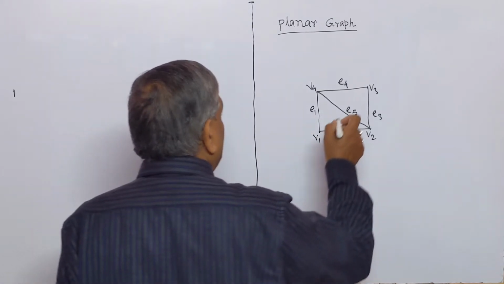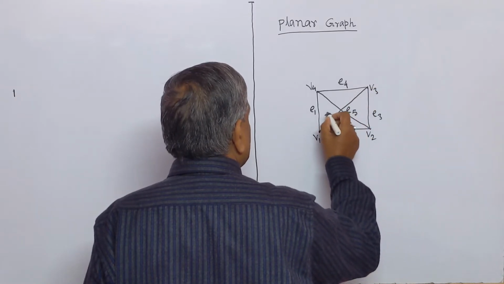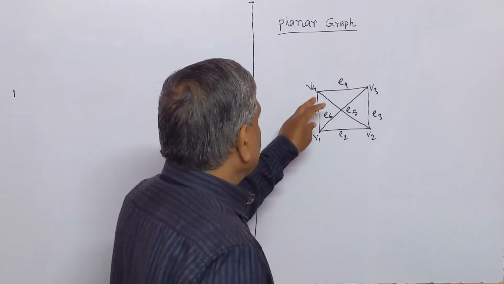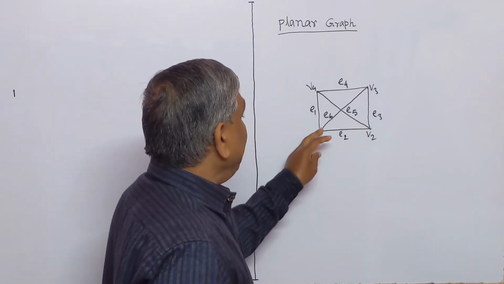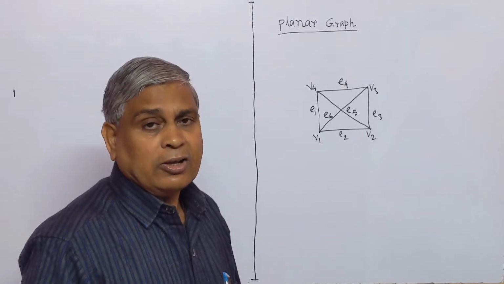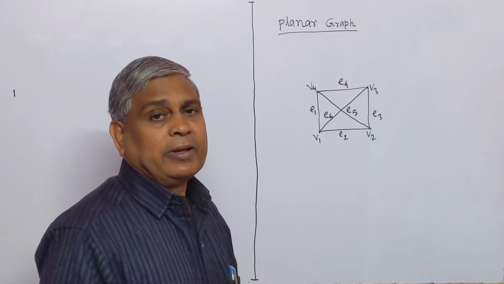If we draw another edge, this is E6, then the edge E5 and E6 will intersect with each other. So this type of graph will not be a planar graph.